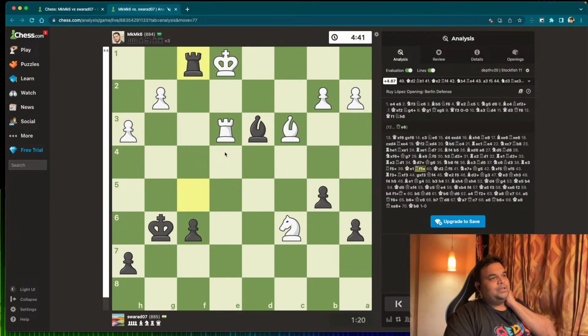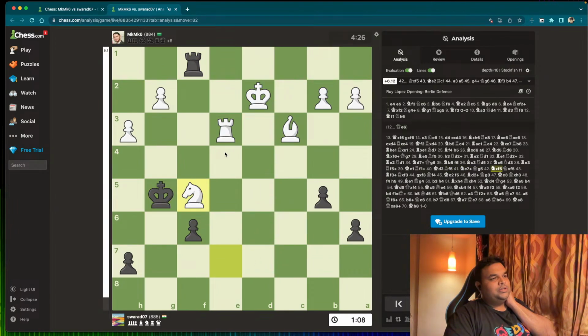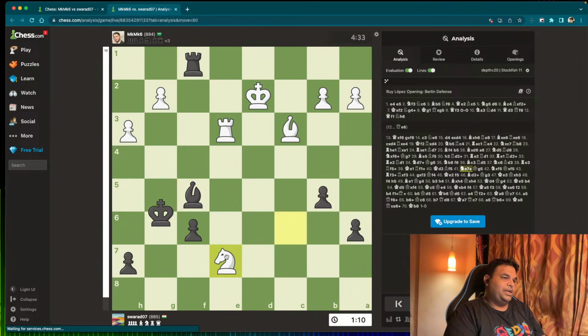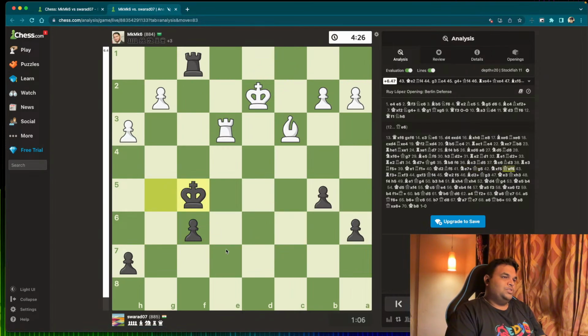And I think this is where he messed up. So what happened is, this is where I think he messed up. He captured, and he chose to sacrifice his knight for my bishop. So I was left with only one rook.